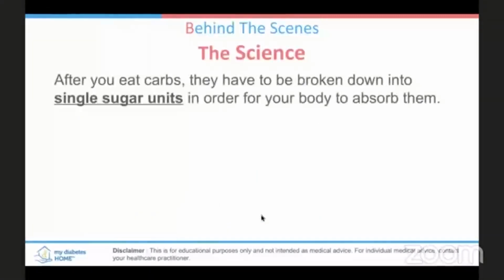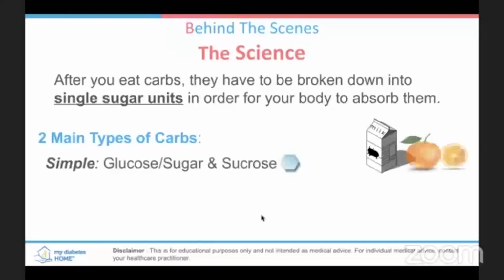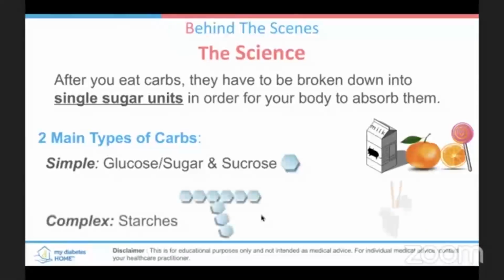All right, just a little bit of science. So what happens when we eat carbs? Carbs have to be broken down into single sugar units. That's the only way our body will absorb them. There are 2 main types of carbohydrates. Simple, this is the glucose, sucrose, etc. This is what's found in milk and fruit and some of our candies. Complex, like the starches, bigger molecules. So this is one sugar molecule right here, one glucose molecule. But they also come in larger chains, especially when we look at veggies, rice, noodles, and breads. We're looking at starches.